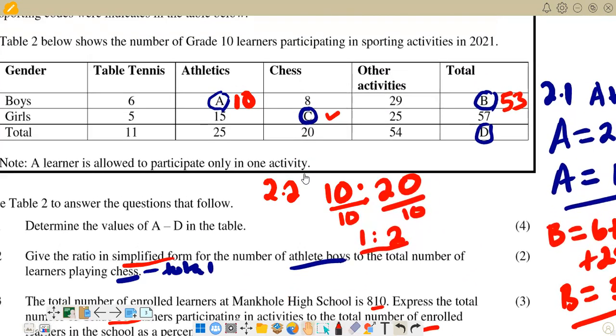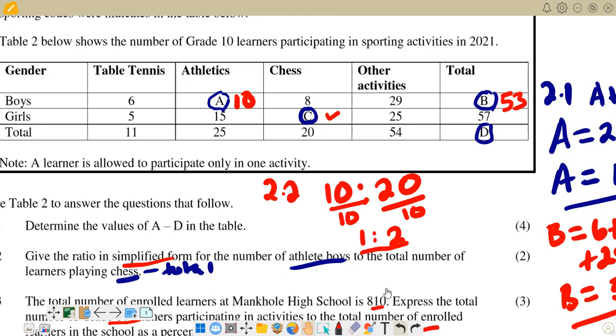The table that we are given, table 2 below, shows the number of grade 10 learners participating in sporting activities. So all the learners in this table represent grade 10 learners participating in sporting activities, which is our numerator. Our D is the total number. If you say 53 plus 57, we got 110. And also, if you say 11 plus 25 plus 20 plus 54, you also get 110. So this is going to be our numerator, then 810 becomes our denominator.